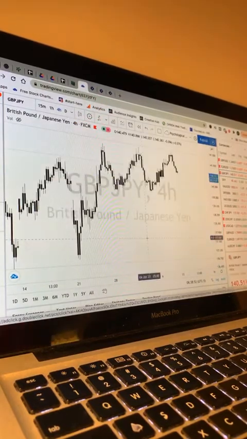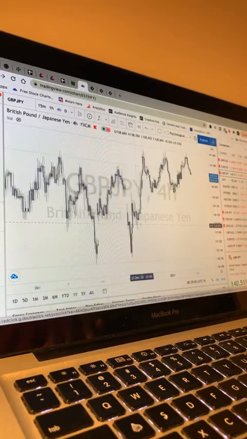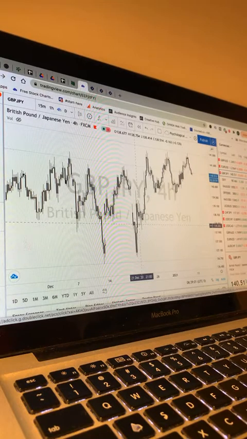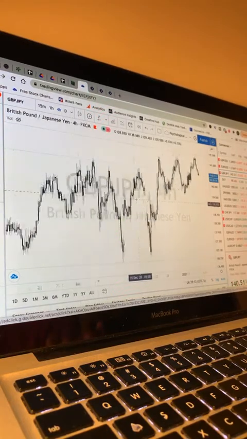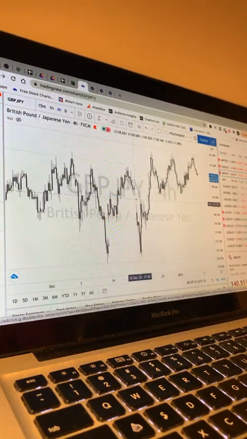What are y'all trading? What are some of the pairs that y'all are trading? Or has anyone done their weekly analysis already? Let me know. Or is anyone in any trades? If y'all are in any trades, let me know which trades y'all are in.